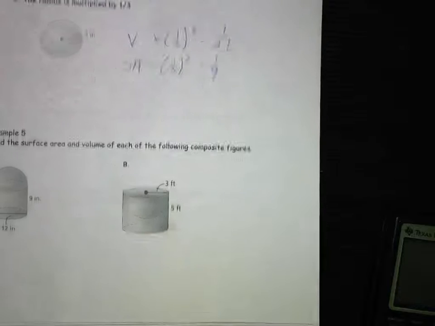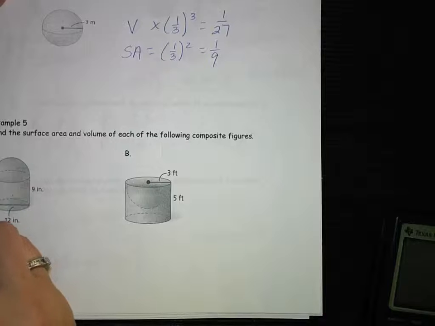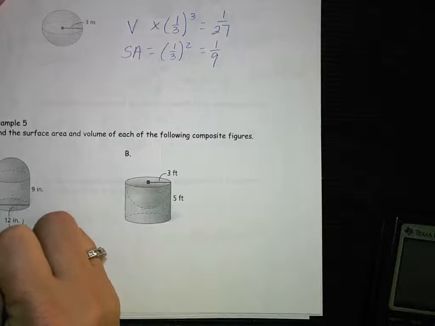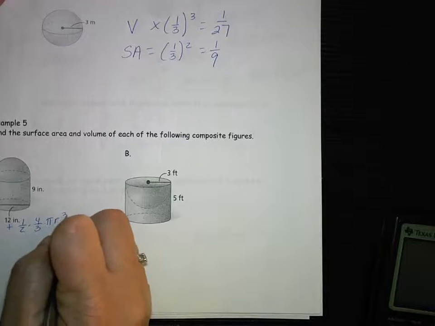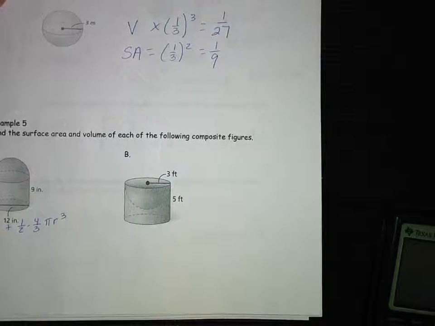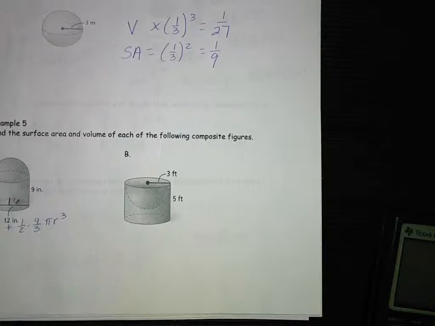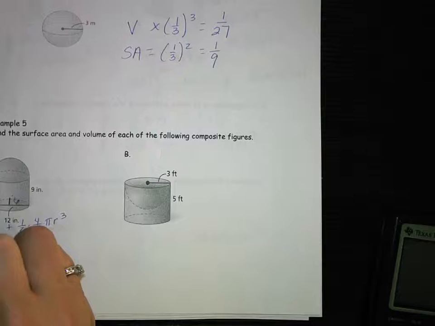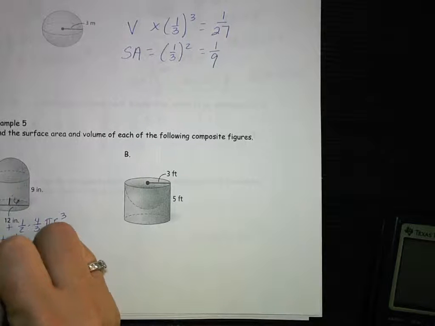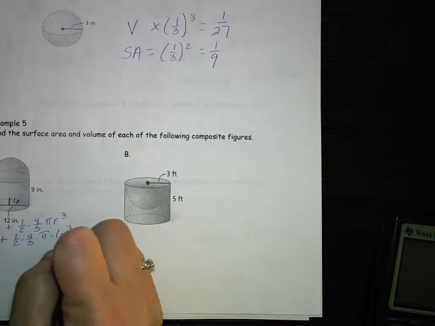I'm going to do the volume of both of these first. Volume of the cylinder right here is pi r squared times height, and then we have 1/2 the volume of the sphere, so 1/2 times 4/3 pi r cubed. The diameter is 12, so the radius will be 6, so that will be pi times 6 squared times 9 plus 1/2 4/3 times pi times 6 to the third.